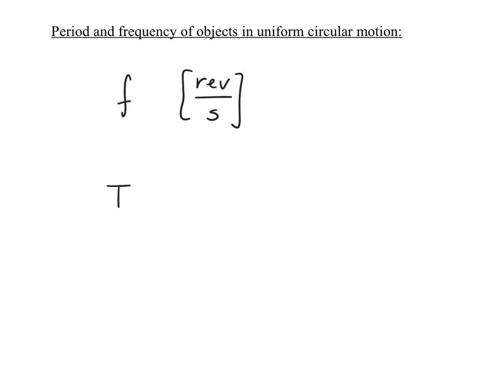So, for example, if an object revolves at 4 revolutions per second, what would the period be? If it was 4 revolutions every second, what would the time period be for 1 revolution? A quarter of a second. Let's think about that logically. In 1 second, it goes 1, 2, 3, 4, all in 1 second. So how long did it take to do one of those? We just divided it by 4.